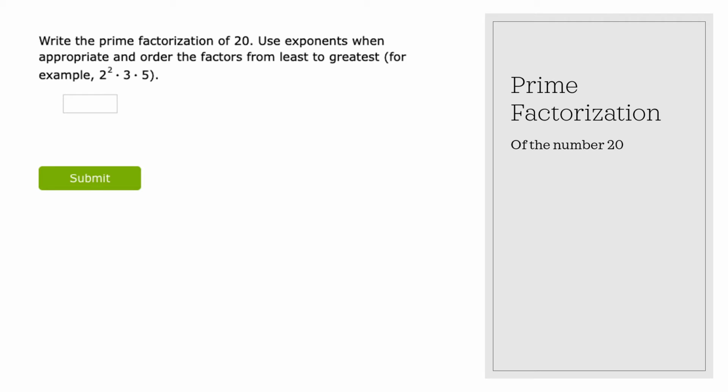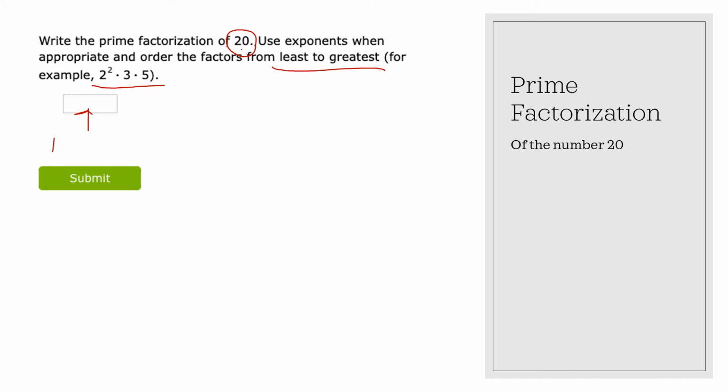Okay, so here's this first example. I took these questions straight from your IXL assignment. It says write the prime factorization of 20. Use the exponents when appropriate and order the factors from least to greatest. So notice here how they're ordered from least to greatest.